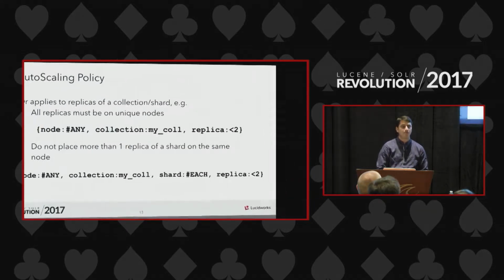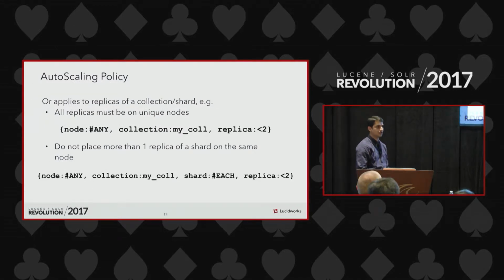The second part is when it applies to a collection shard replica combination. In the first example, we are saying that all replicas must be on unique nodes for this particular collection. So it says on any node, for this collection, the number of replicas should be less than 2, which basically means 1 replica, or maybe 0 replicas. In the second example, we are saying do not place more than 1 replica of the same shard on the same node, because that would be stupid. We don't want to do that.